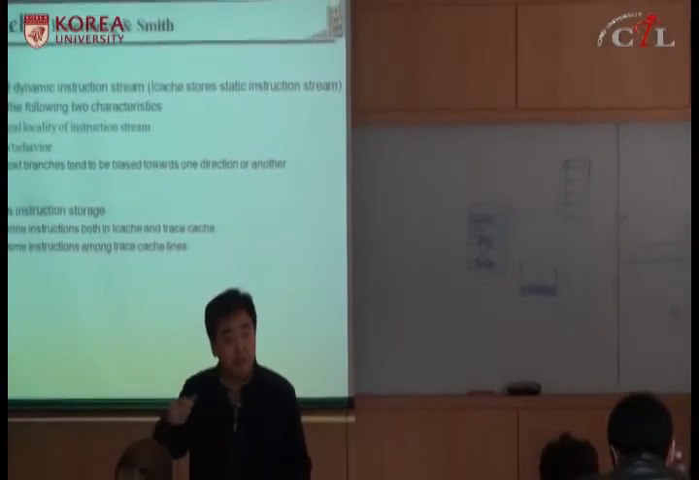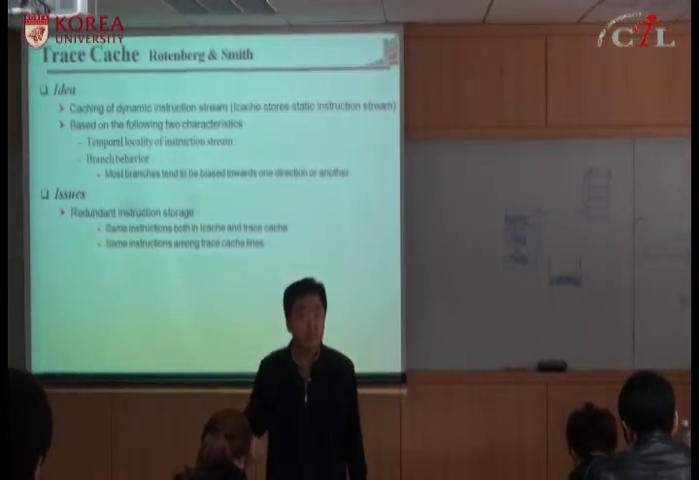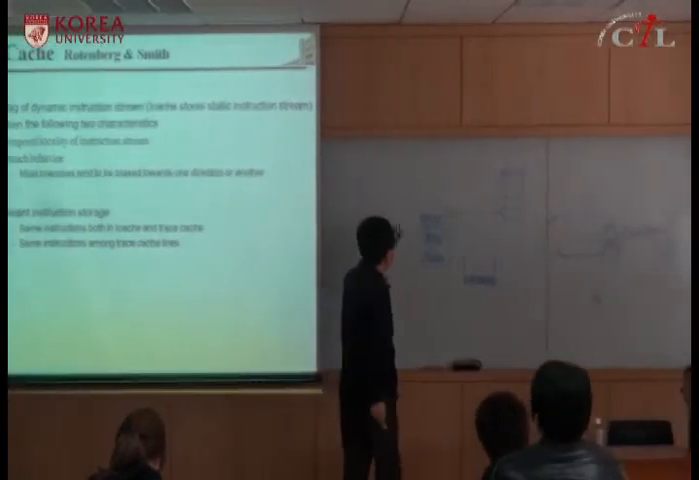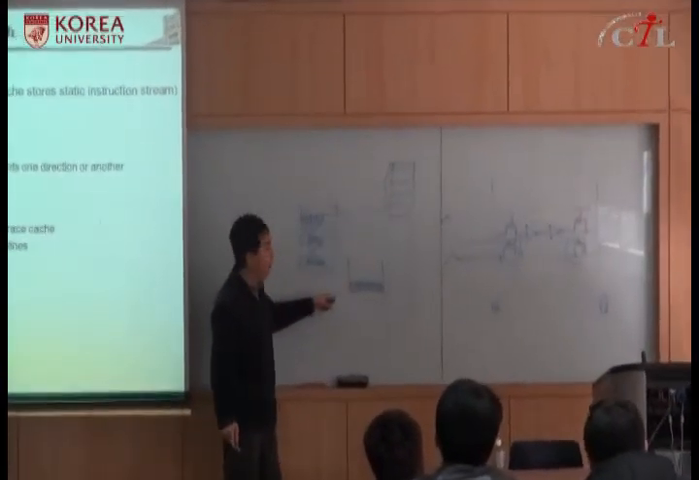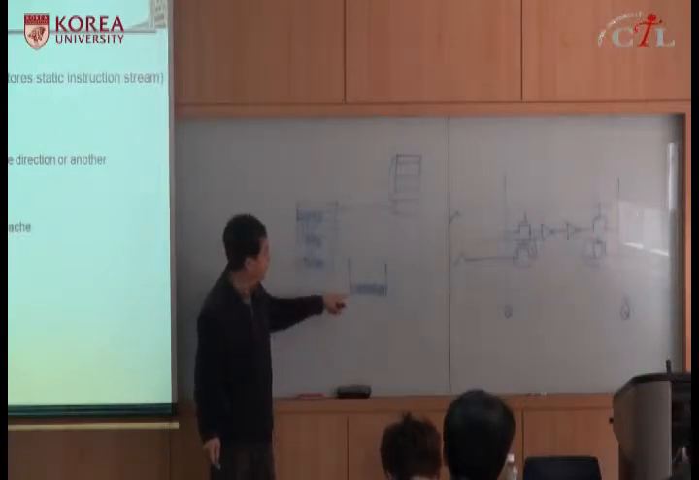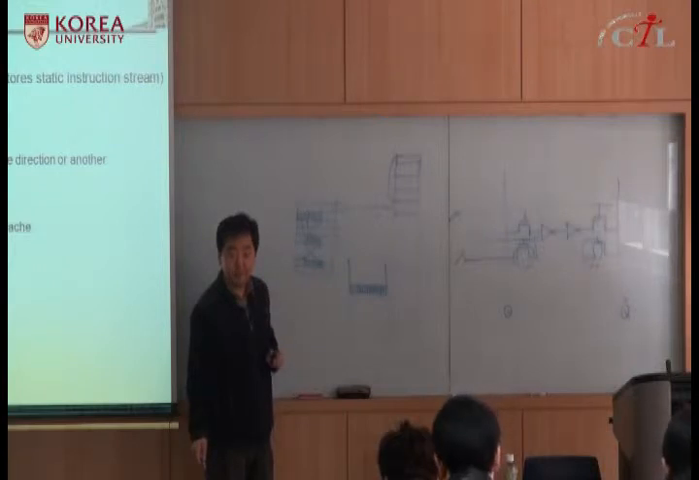So even the dynamic instruction trace has a locality. You are executing the same path again and again. And once you execute this path, you store this trace. Next time you execute the same control flow path, you can find the instruction from the trace cache. Okay?